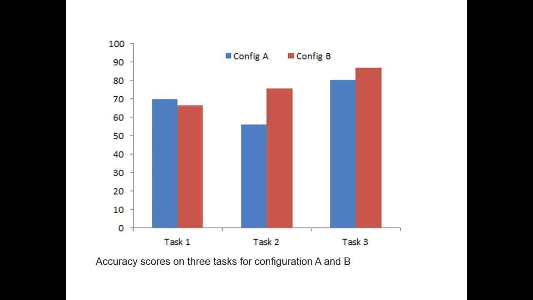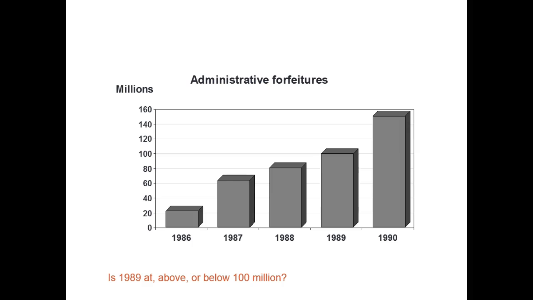3D data. 3D data always adds non-data ink. So right now, let's look at 1989. Is the level for 1989 at 100 million? Is it above 100 million? Or is it slightly below 100 million? All right, I honestly can't remember.